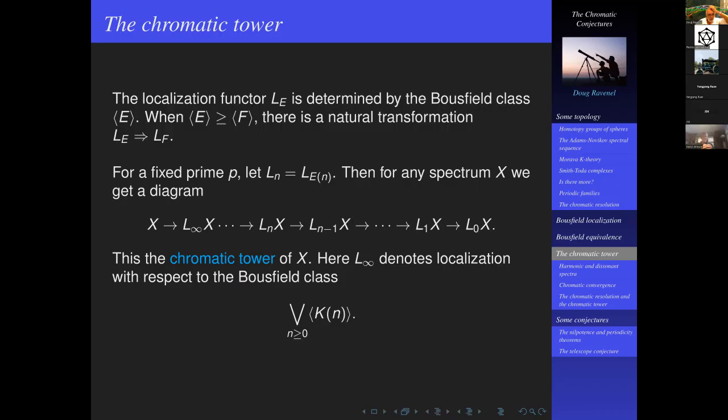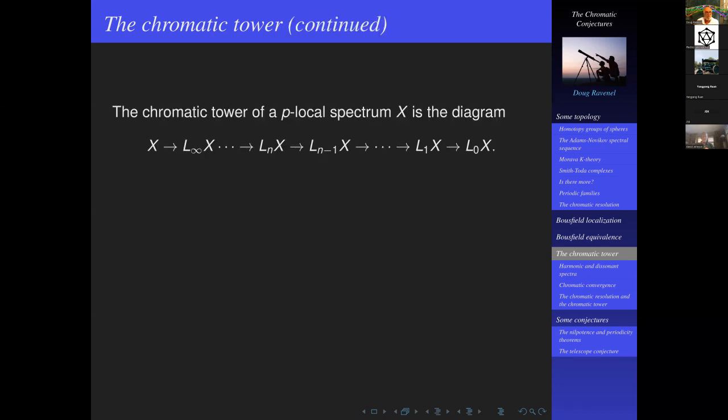L infinity denotes localization with respect to the wedge of all the Morava K theories. And this is known as the chromatic tower of X. And that raises some questions.